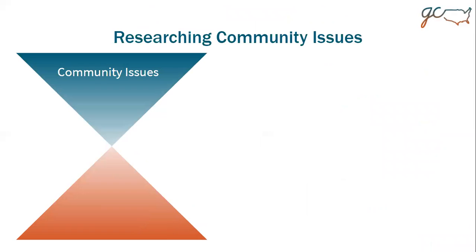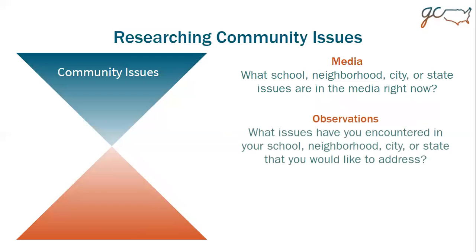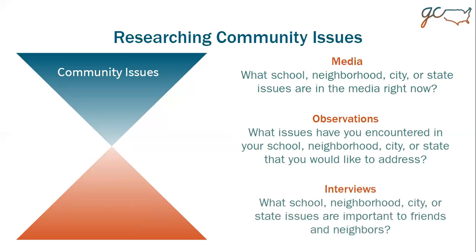So the first part is researching community issues. This is sort of our first unit. We try to get students to identify community issues that they notice and care about. So they'll explore the media. They'll make their own observations within their school and neighborhood, city or state. And they'll even do interviews with their family members or neighbors, community members, et cetera, to see what issues are happening locally that they might want to focus on trying to make a lasting change on.